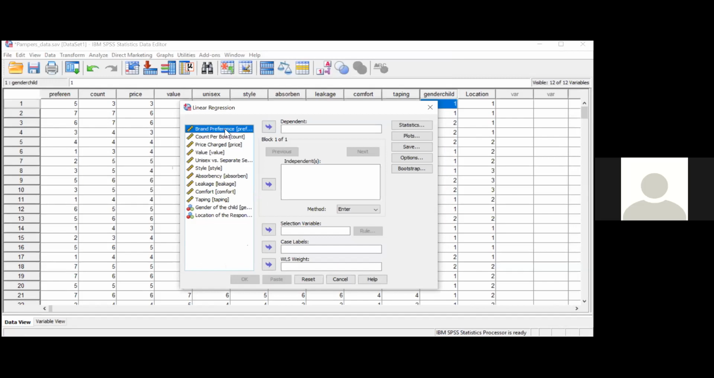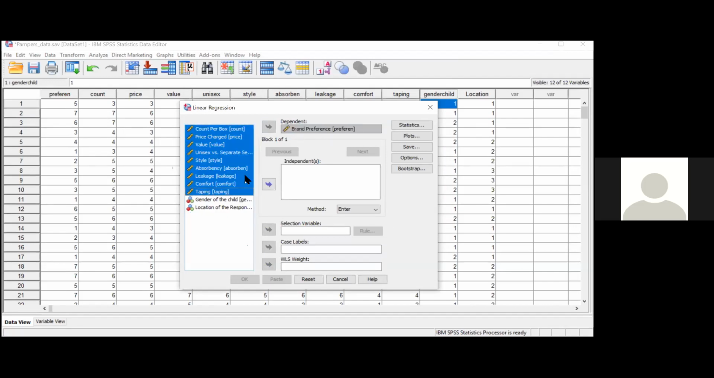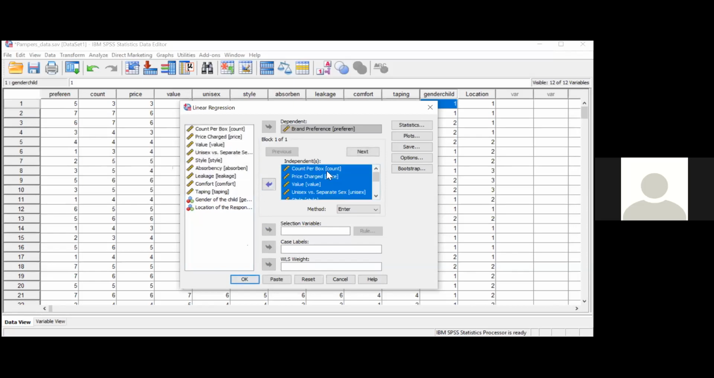In the left part, we have the input pane where we have all the variables, and these variables may be transferred to the right pane, which are used for the analysis. As we have discussed, brand preference is the dependent variable, and these 9 diaper attributes are the independent variables. These independent variables have been entered simultaneously in the independent list.